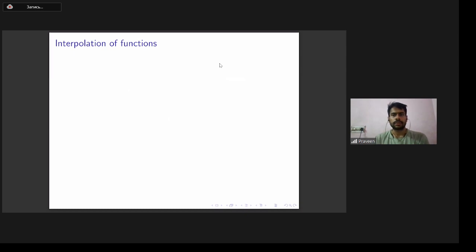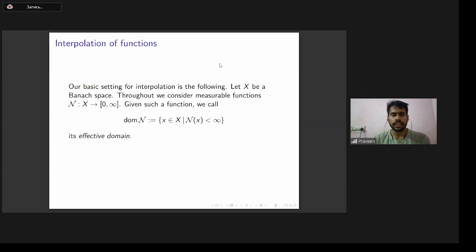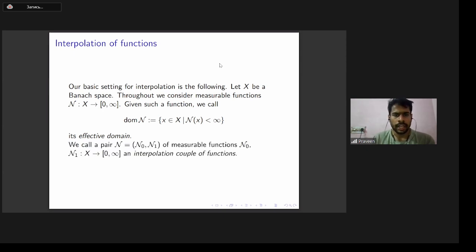Now we will see the interpolation of functions. Throughout this talk, the functions that we are taking are energy functions, that is, functions defined on a Banach space X taking values in the closed interval [0, infinity]. Its effective domain is the set of all elements of the Banach space X at which this function is finite, and we denote this effective domain by this symbol. By an interpolation couple of functions, I just mean a couple of measurable energy functions, N0 and N1.